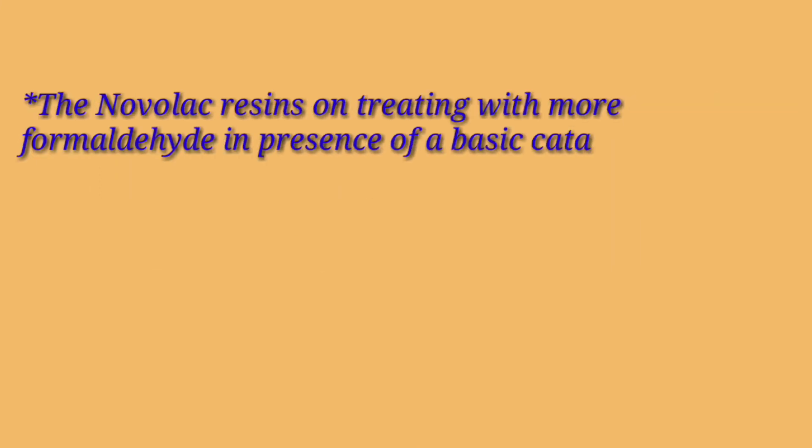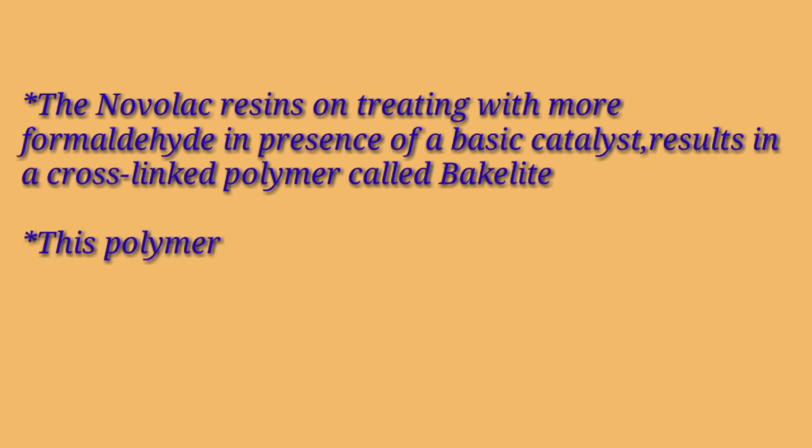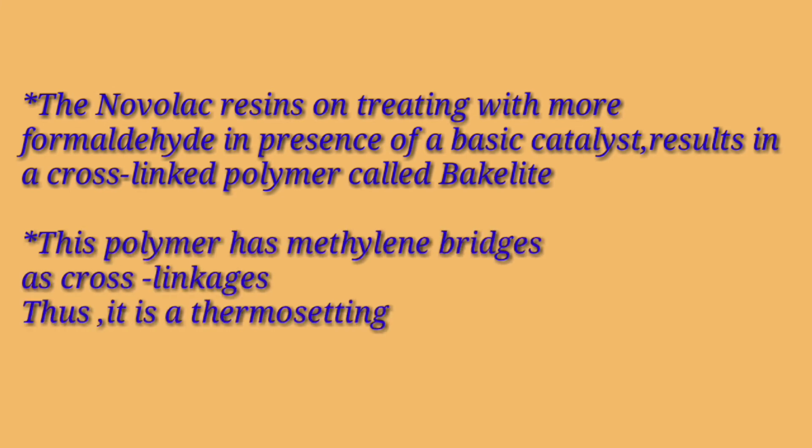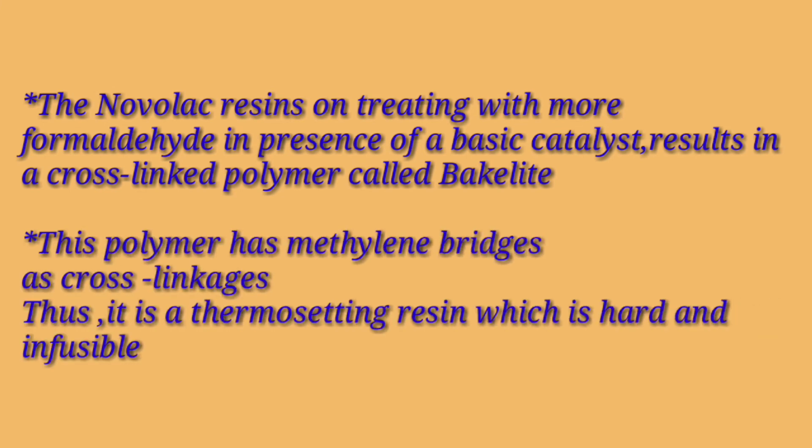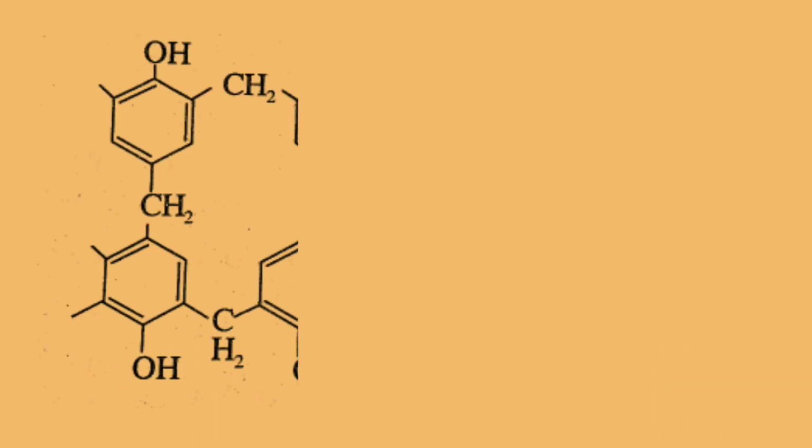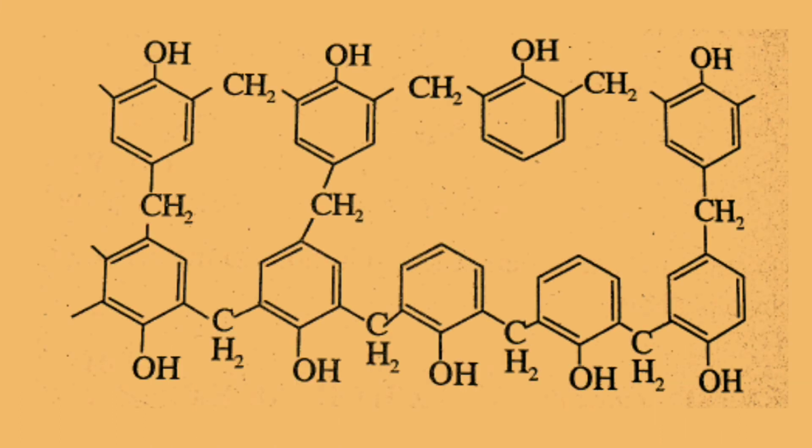Third step is the Novolac resins on treating with more formaldehyde in presence of a basic catalyst results in a cross-linked polymer called as bakelite. This polymer has methylene bridges as cross-linkages. Thus, it is a thermosetting resin which is hard and infusible. Bakelite is used in making toys and other molded articles.